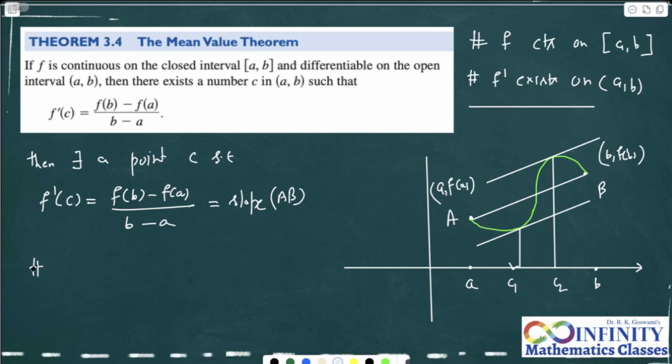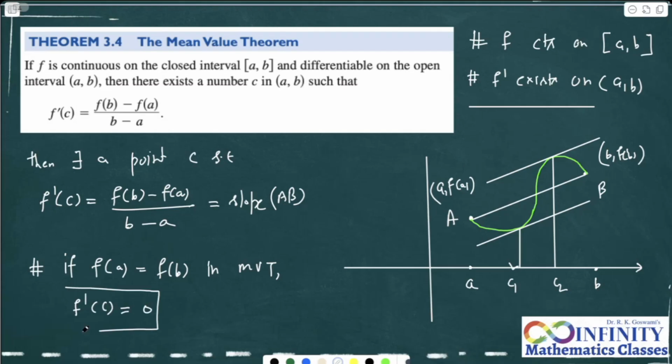Now observe that in case I say that f(a) equals f(b) in this mean value theorem, MVT, if I use this particular condition, then the right hand side will be 0. Am I right? So then which other theorem would also apply? Yes, which is basically Rolle's theorem. So Rolle's theorem is going to be a particular case of the mean value theorem.